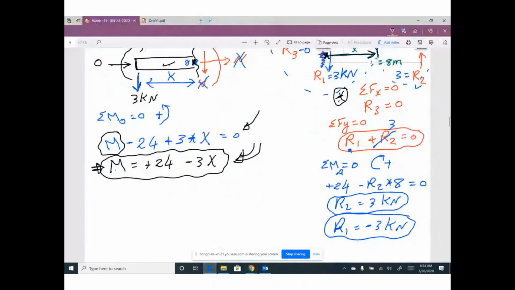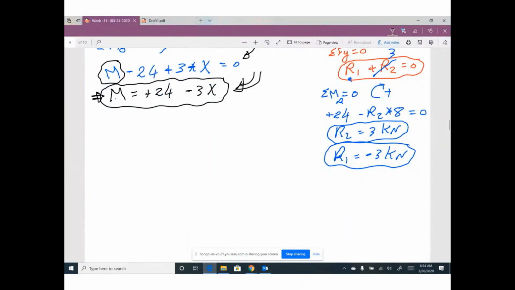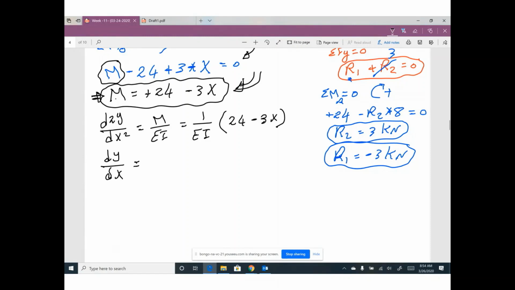Okay, then it's a piece of cake, just mathematic steps. Second derivative of y related to x equals M over EI. Put EI outside the equation of your moment: 24 negative 3x. Go ahead and do integration 2 times. First time, you can get dy by dx, which you call theta, equal 1 over EI. It's constant, so I don't care. 24 to be integrated relative to x will be 24x. Negative 3x to be integrated will be x squared divided by 2. And remember, you did integration, so we have constant of integration, C1.